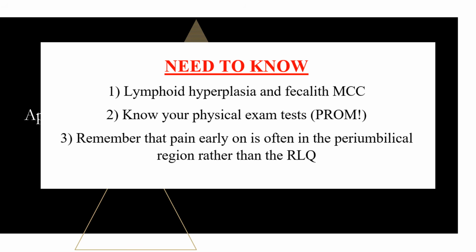So what are the things that you need to know? You need to know that lymphoid hyperplasia and fecalith are going to be your most common cause. You want to know your physical exam tests. Remember PROM, so those 4 physical exam tests. And then remember that the pain early on, and it may be this way in a vignette, is going to be periumbilical region rather than right lower quadrant initially.